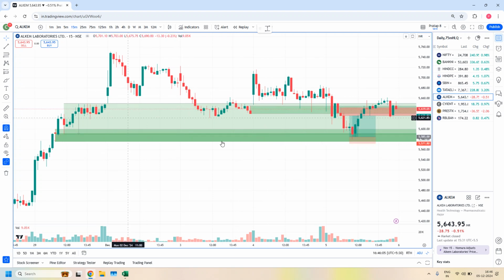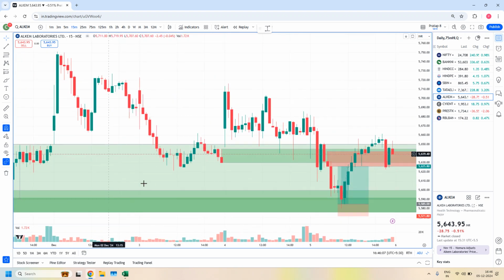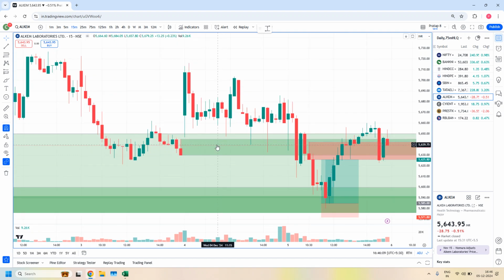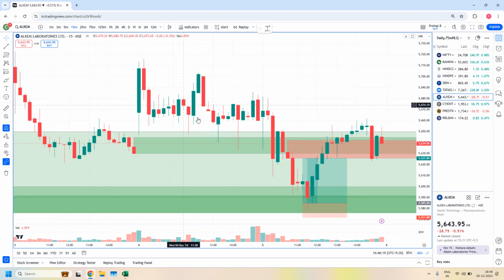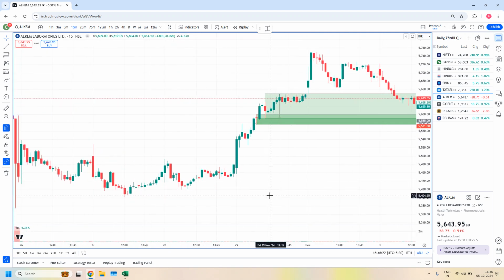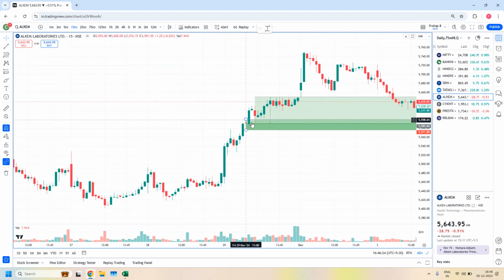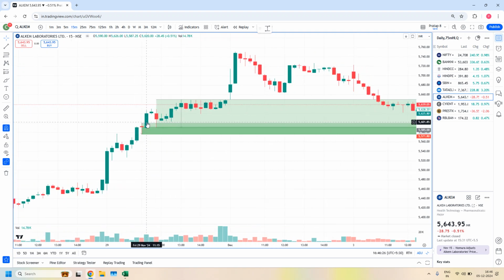So this is a 75 minute zone. Now I am fine tuning in 5 minutes time frame. Here you have a drop, base, rally with hidden body. This is a 15 minute zone. But have you noticed I didn't fine tune with 5 minutes? Why? I will explain later. And here again you have rally, base, rally. And this is a 15 minute zone, rally, base, rally.